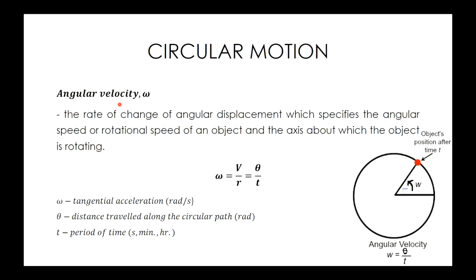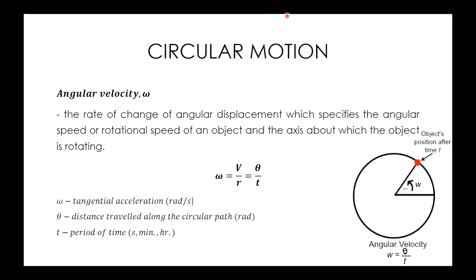Now, introduce naman natin yung speed in terms of angle. So, we have angular velocity. This is the rate of change of angular displacement, which specifies the angular speed or rotational speed of an object and the axis about which the object is rotating. This is represented by small letter omega, and the formula is linear speed over radius or theta over time. And since ito ay in terms of angle or degree in circle, ang ating unit is radians per second.